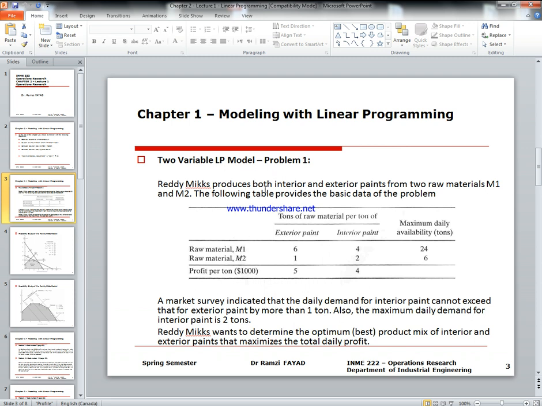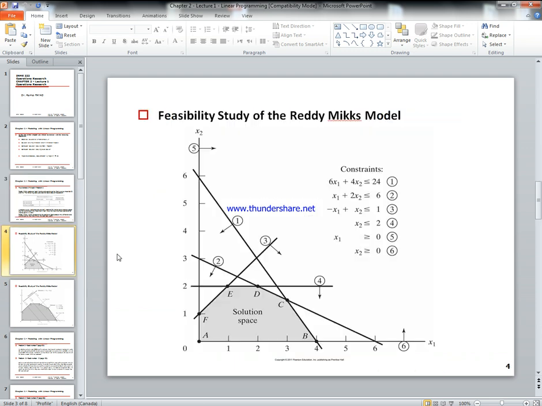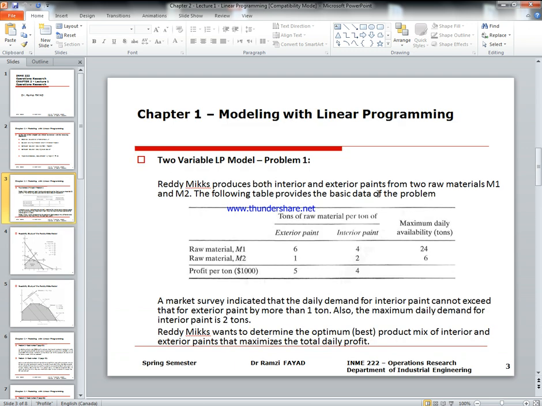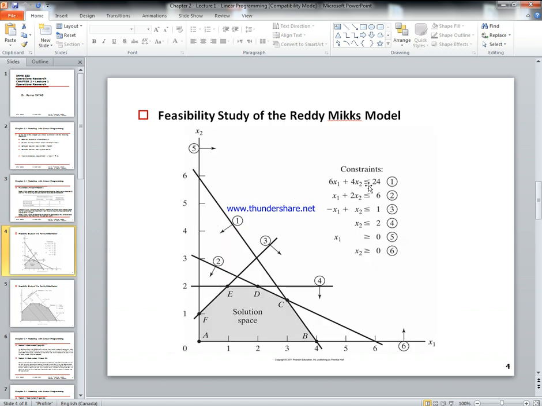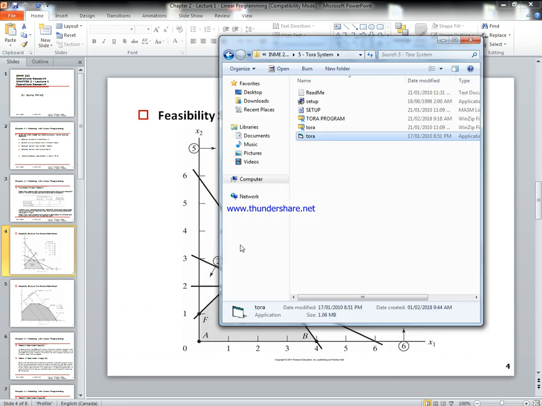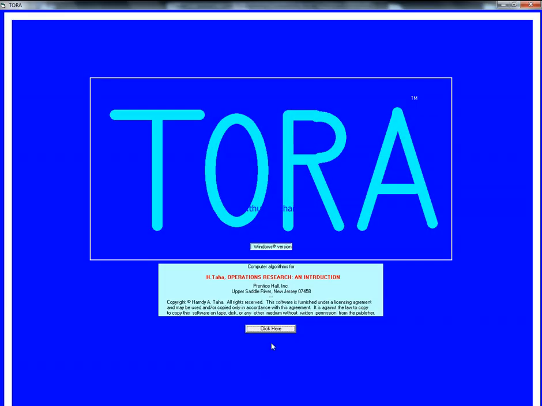We're mixing both interior and exterior paints. We have to maximize 5x1 plus 4x2, which is a profit per ton, subject to the following constraints. Everything is mentioned here in the table and in the given. So the objective function here is 5x1 plus 4x2 subject to the following constraints, the ones we have here. Okay, so we go to the Tora software as it is and we start Tora.